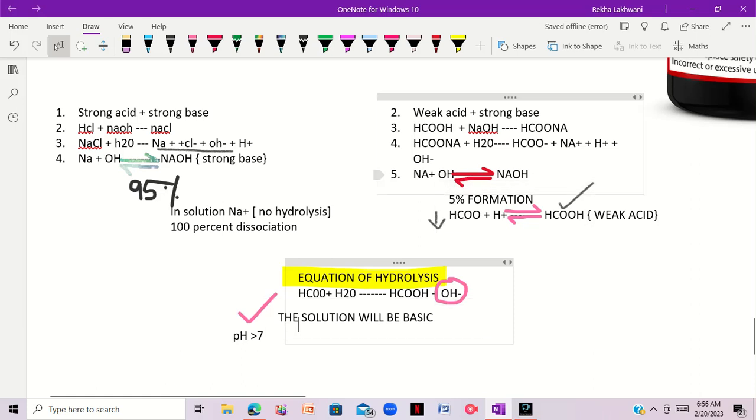So I hope this salt of strong acid, strong base is clear to you, and the salt hydrolysis of weak acid and strong base is clear to you.